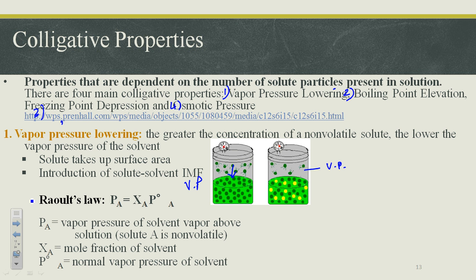This vapor pressure lowering is quantified by Raoult's law, which says that PA is equal to XA times PA°, meaning vapor pressure of solvent, pure solvent, is equal to mole fraction of solvent times vapor pressure, normal vapor pressure of solvent. So this PA is the vapor pressure after adding the non-volatile solute to it, or vapor pressure of solution. This is vapor pressure of pure solvent, and this is mole fraction of solvent.